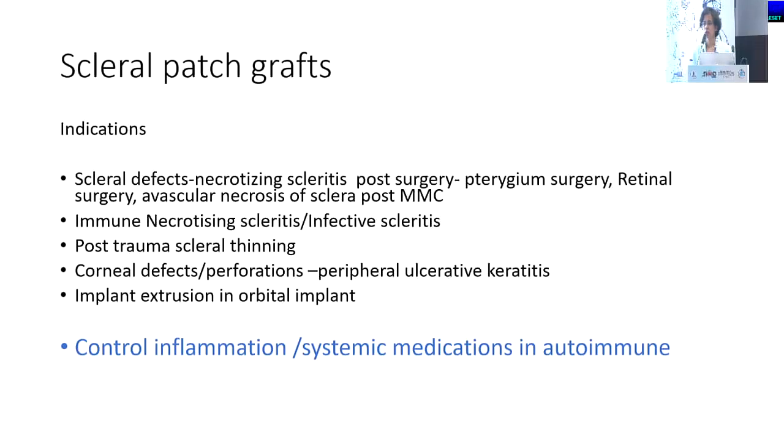So in the cornea, the sclera is rarely used nowadays, but like presented by Dr. Maskati in the previous talk, they can be used in the periphery because the sclera is opaque. It can be combined as a corneoscleral graft for peripheral PUKs, and also used for implant extrusion and orbital implants.